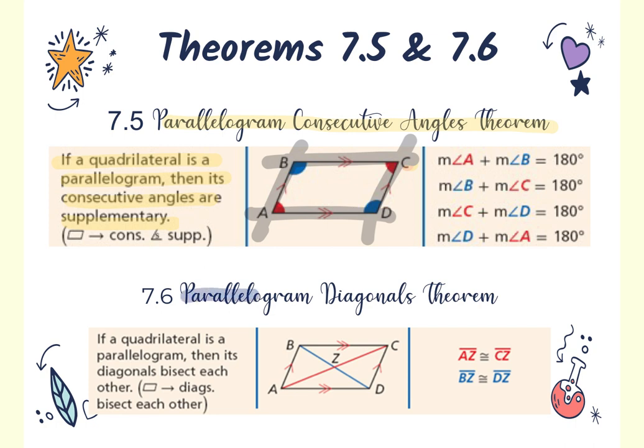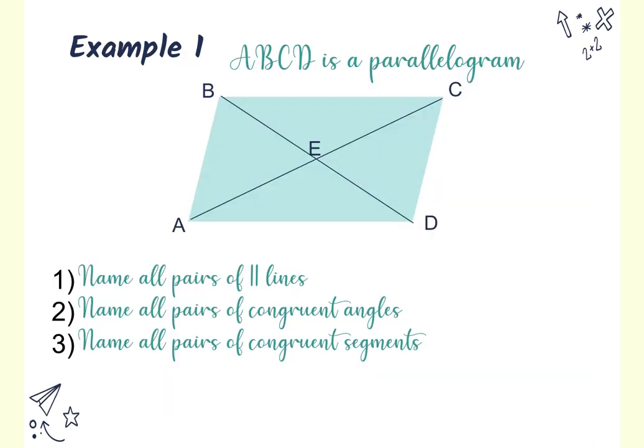The next one is the parallelogram diagonals theorem, and it says if a quadrilateral is a parallelogram, then its diagonals bisect each other. So there's really 5 properties we know about parallelograms, including its definition. Opposite sides are parallel. Then we get into opposite sides are congruent. Opposite angles are congruent. The consecutive angles are supplementary, and the diagonals bisect each other. So I know all that information as soon as I see the word parallelogram.